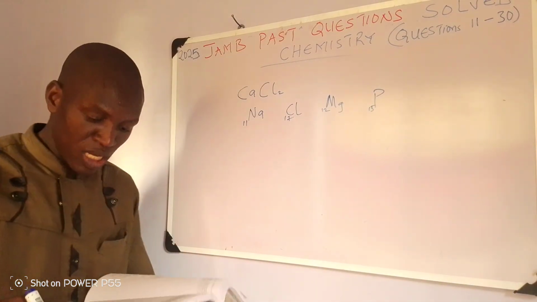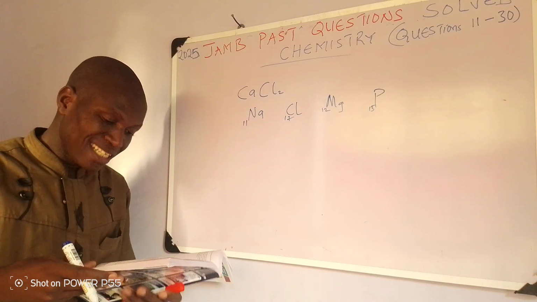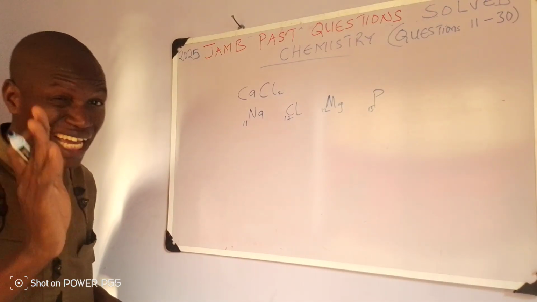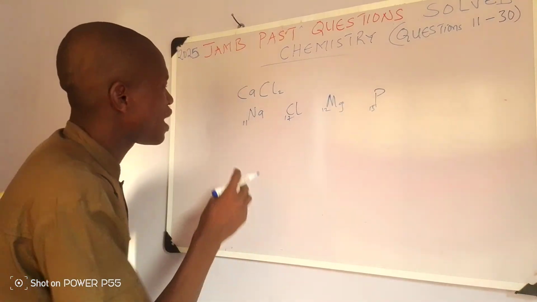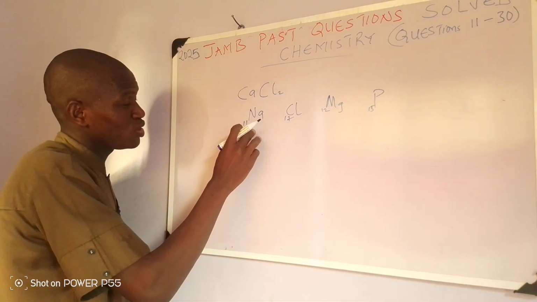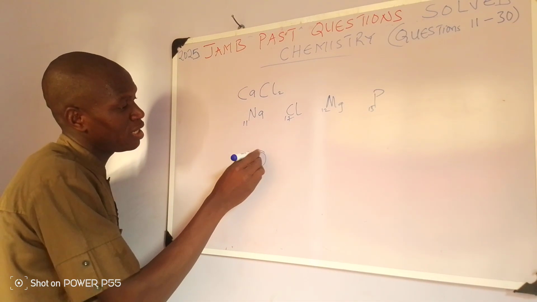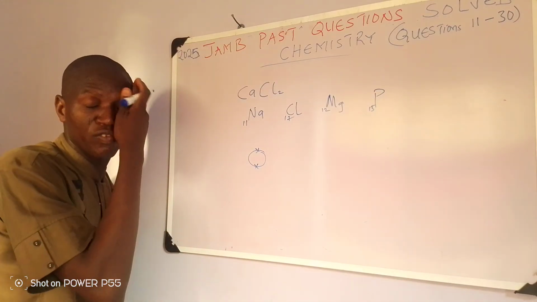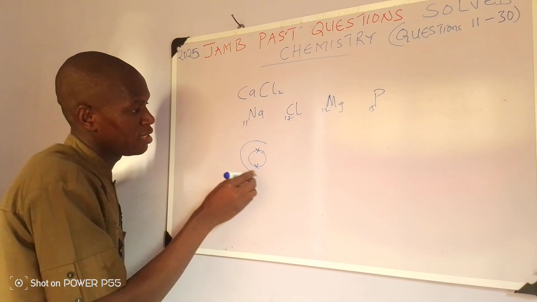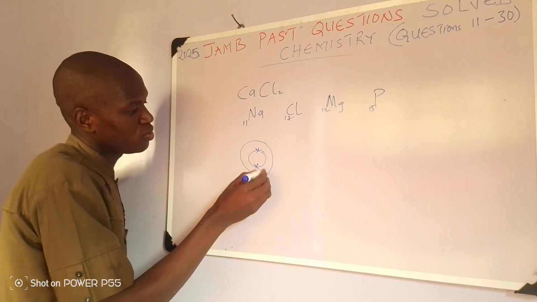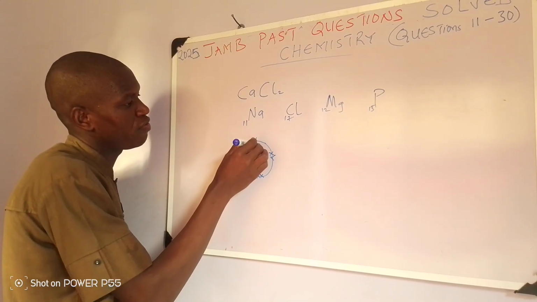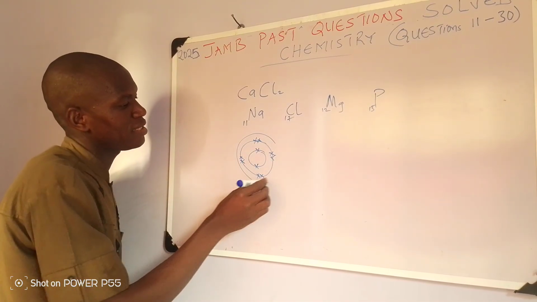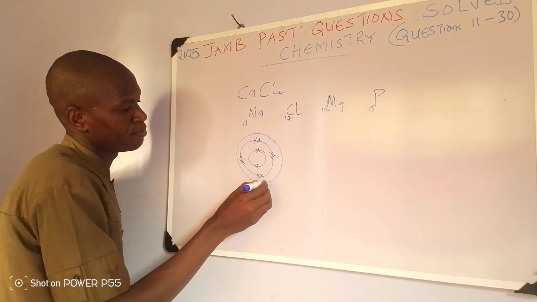Now look at the question. They said, which of the following has the smallest atomic radius? Now I will show you something. Pay attention please. Now if I want to draw the atomic structure of this, remember, first shell will carry 2 electrons. How many are remaining out of 11? That's 9. The second one will carry 1, 2, 3, 4, 5, 6, 7, 8. Remaining 1, right? The 1 will be here.